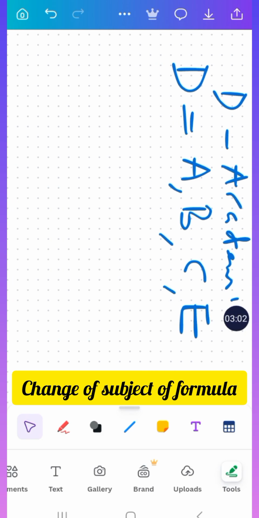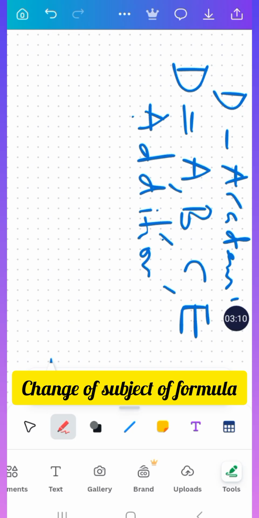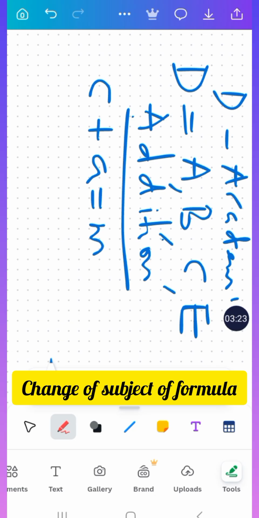So we are going to take it under different headings. Let us look at addition. How do we apply change of subject of formula when we have addition? For example, when you have something like C plus A equals M, and we want to make A the subject of the formula, the letter I want to make subject of the formula is what I've written here. So when I have C plus A equals M, look at our A. What is disturbing our A? There is C that is disturbing our A by addition.